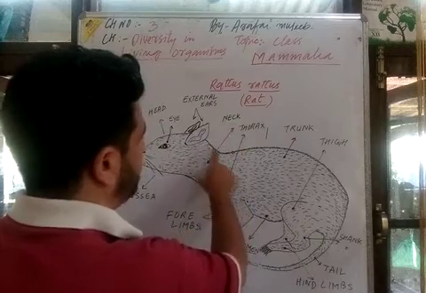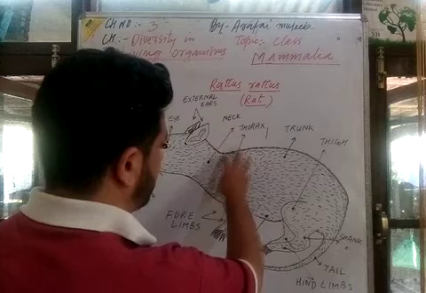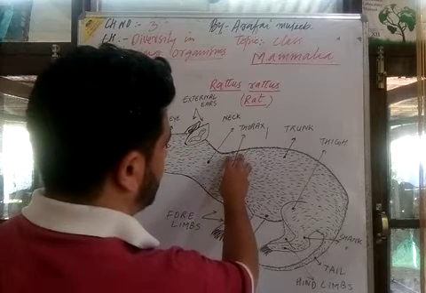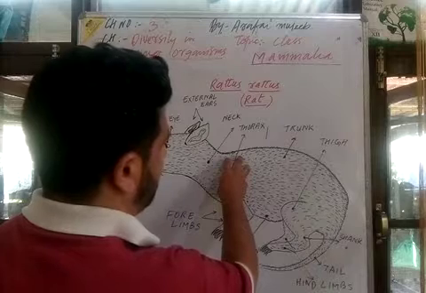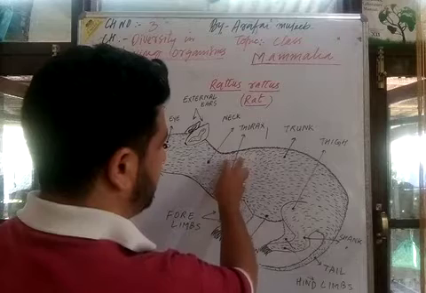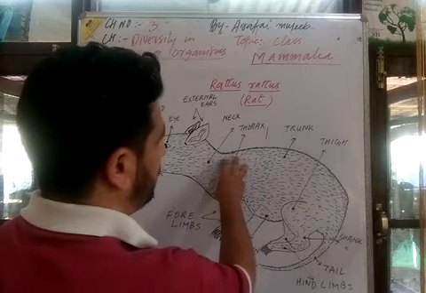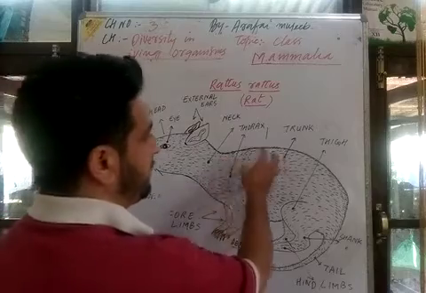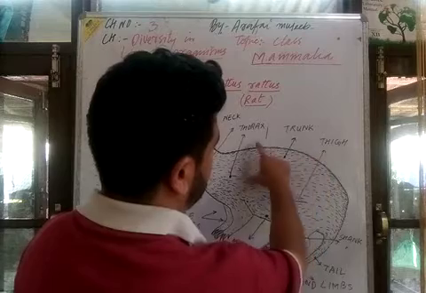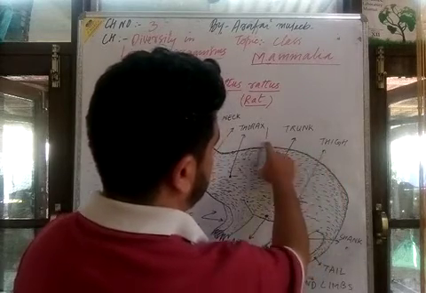This is the neck of this organism, and next to the neck is the thorax part. The thorax contains the respiratory system; the lungs are placed in the thorax of this organism. Then there is the trunk. This portion is the trunk, the back portion.